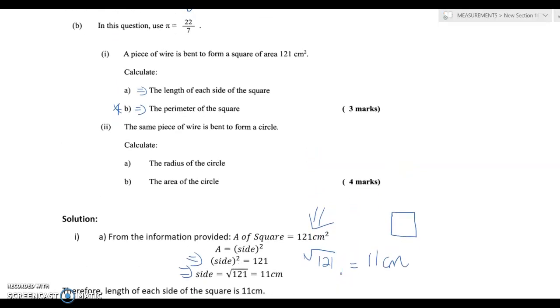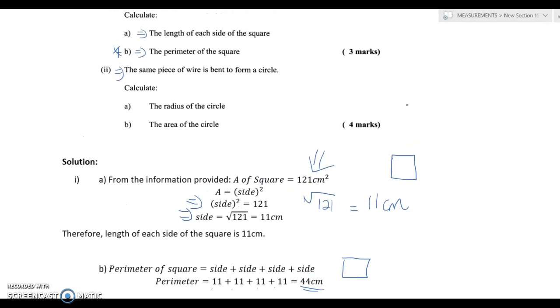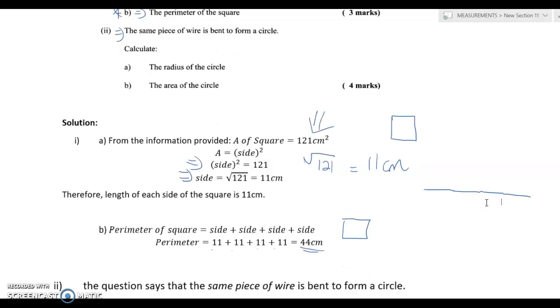Now we're looking at part 2. Part 2 says the same piece of wire is bent to form a circle. The same piece of wire. If it's the same piece of wire, what is the length of the total wire? We found the perimeter of the square, which is 44 cm. That means the length of the wire would also be 44 cm. Remember, if I had to open up that square, it would be one side, one side, one side, one side. So that's the length of the wire now. It's 44 cm. We want to calculate the radius of the circle, because the wire is now used to form a circle. We want to find the radius and the area of the circle.